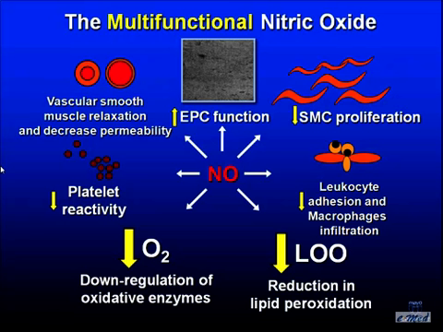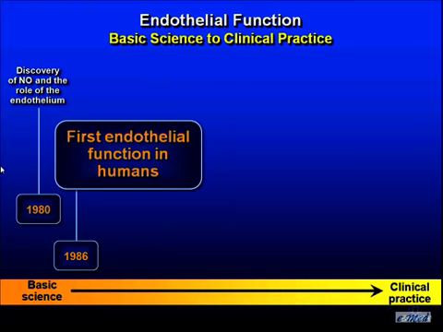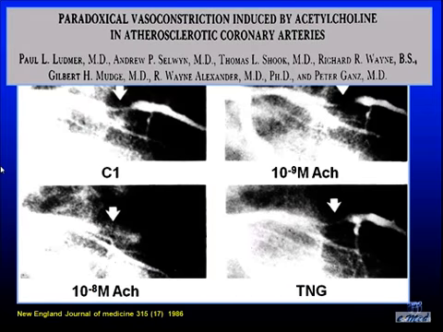Since this molecule mediates so many parameters, it's essential and important to determine the activity of the molecule, not only the level, but whether this molecule is actually active and mediating these abnormalities. The field moved very quickly, and about 6 years after this molecule was discovered, the first human experiment was done in Peter Ganz's laboratory, who infused acetylcholine into the coronary circulation in humans.